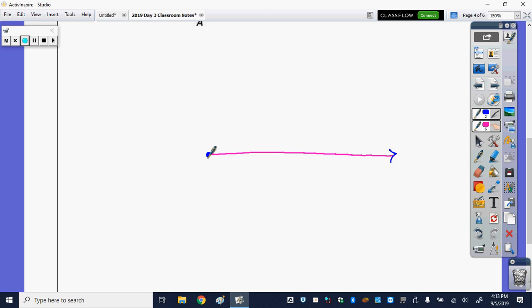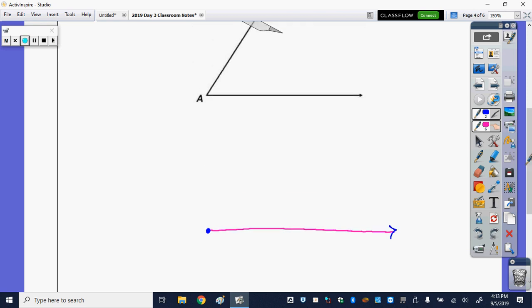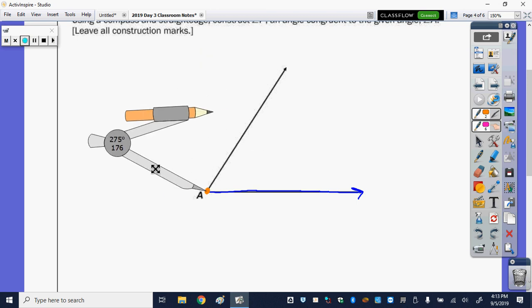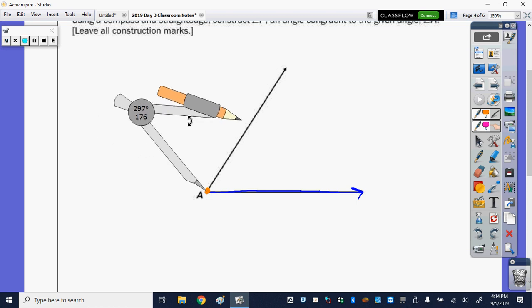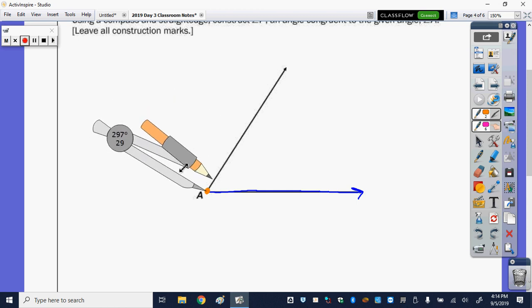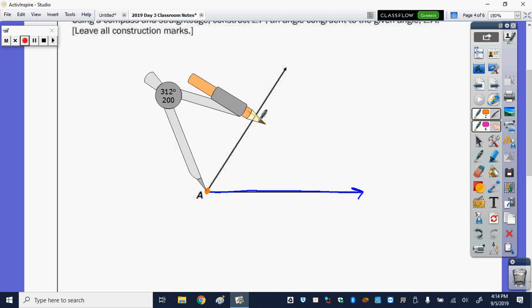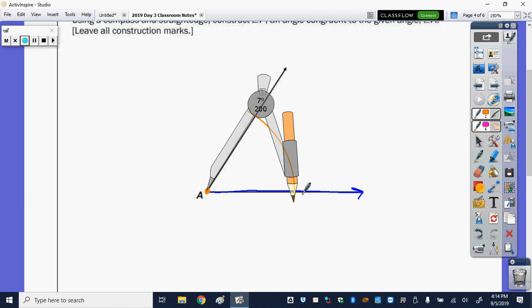Now that ray coincides or matches up with this ray. They're both going horizontally. And then these two points, in reference to the construction, are the same. So up top, when I copy, we're gonna put your compass point on the vertex of the ray and draw any size arc you want. I wouldn't draw an arc this size because it's just too awkward. So open it up and you wanna draw an arc that intersects both rays of the angle.